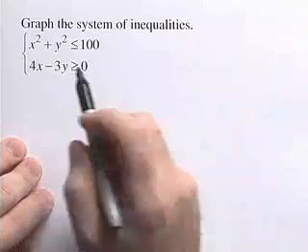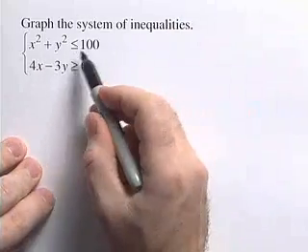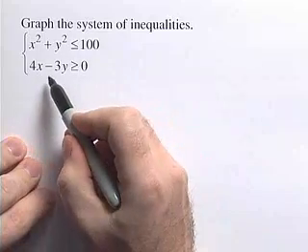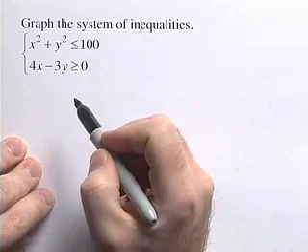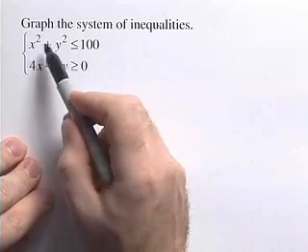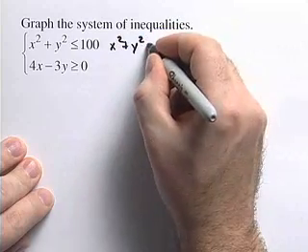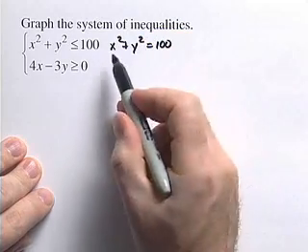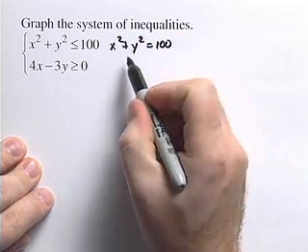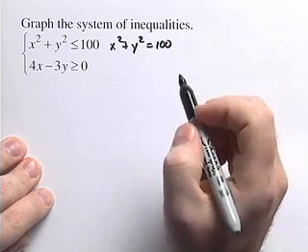For this problem, we're asked to solve a system of nonlinear inequalities. We want to graph the system of inequalities x squared plus y squared less than or equal to 100, 4x minus 3y greater than or equal to 0. See that the first inequality here, if we consider the equation x squared plus y squared equal to 100, is going to give us the graph of a circle.